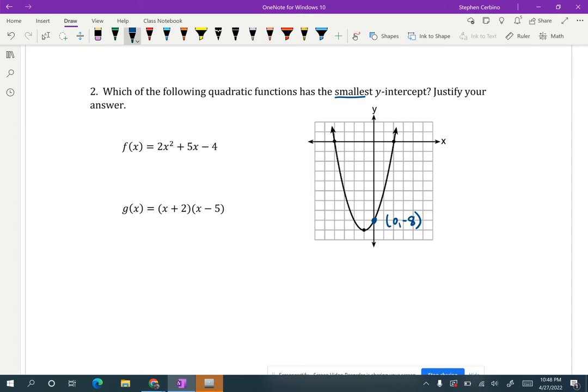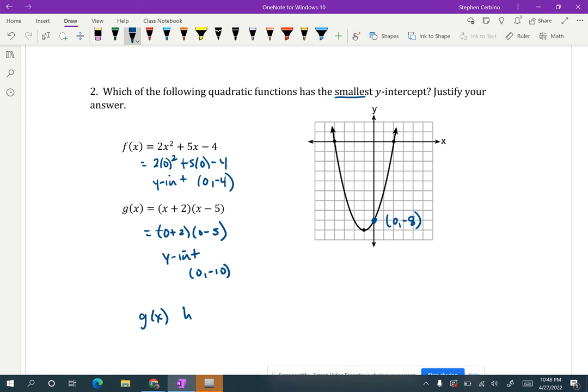So for this one, we would have 2 times 0 squared plus 5 times 0 minus 4. So the y-intercept would be at (0, -4) if you evaluate that. If you plug in 0 for this next function, you're going to get 0 plus 2(0) minus 5, so you're going to get the y-intercept of (0, -10). If you evaluate that, you get -10, right? So g of x has the smallest y-intercept.